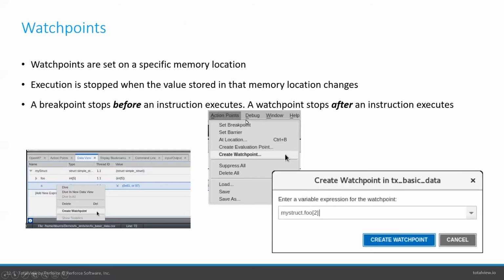So watchpoints are different from breakpoints in a sense. They are all set on a particular specific memory location, unlike breakpoints that are set on particular lines. And execution stops each time the value stored at that memory location changes. Another difference is that a breakpoint usually stops before the instruction executes and a watchpoint after the instruction. You can easily set it from the menu or from different context menus.